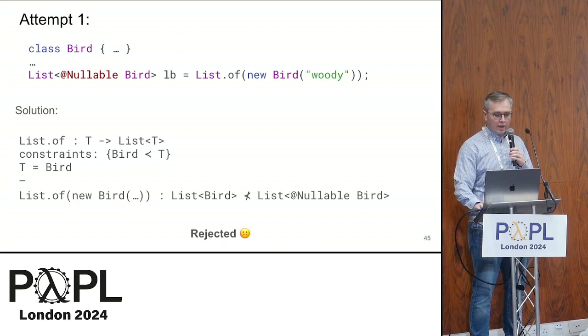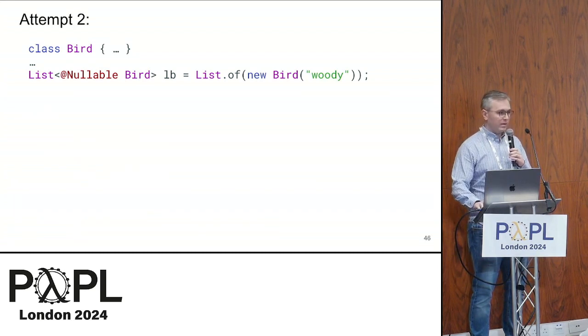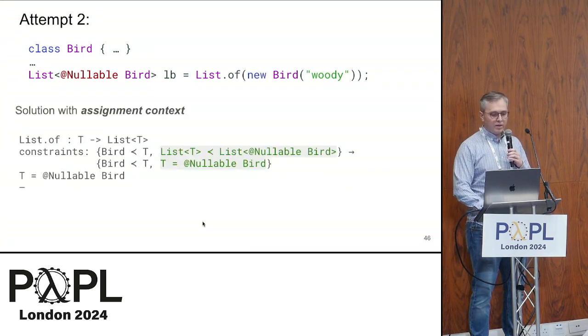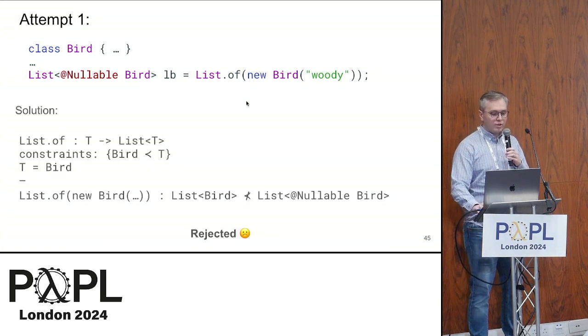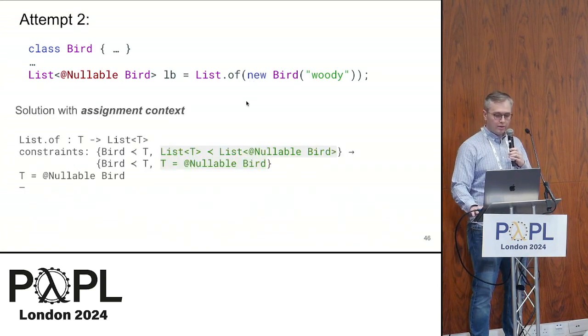And this is actually a known technique. I think Pierce described it in '98 in one of his papers. But the idea is that we look at the assignment context, and we add some additional constraints here about the desired type that we want this whole thing to be. And so this way, when we solve the constraints, we get that T is a nullable bird, and everything type checks. Previously, we would just solve these constraints a bit too early, and this way, we get the full context and a nice solution.